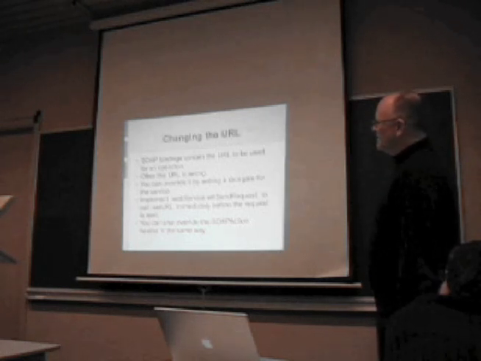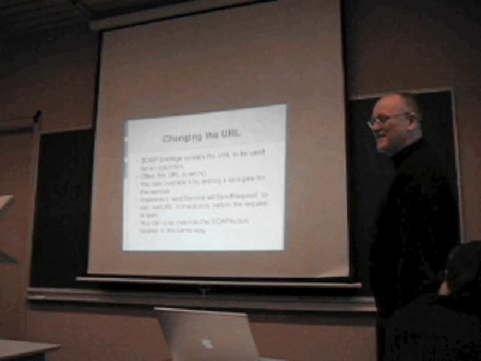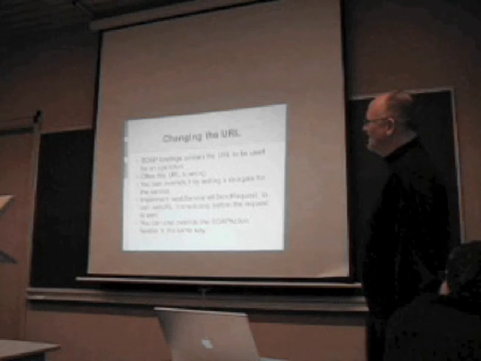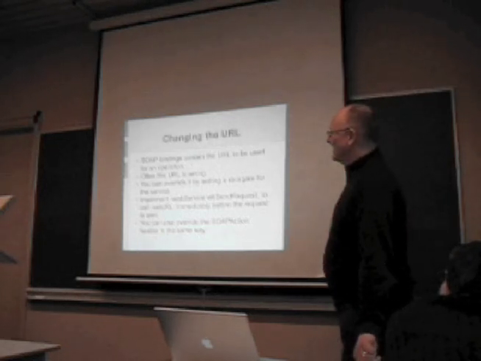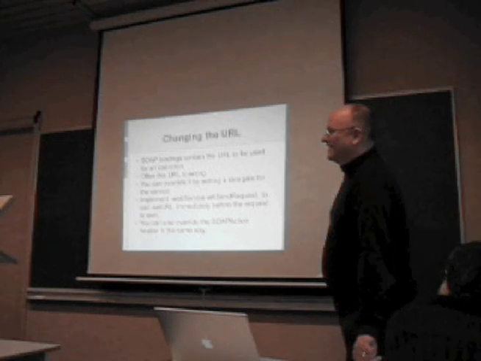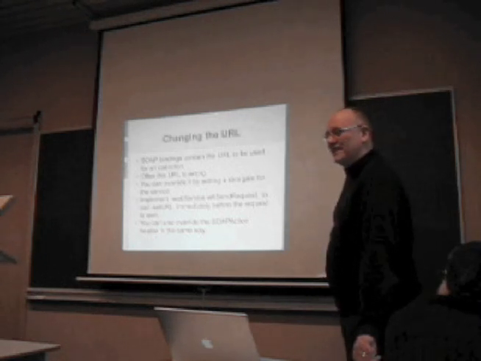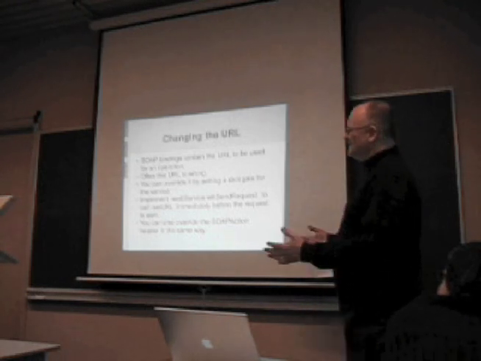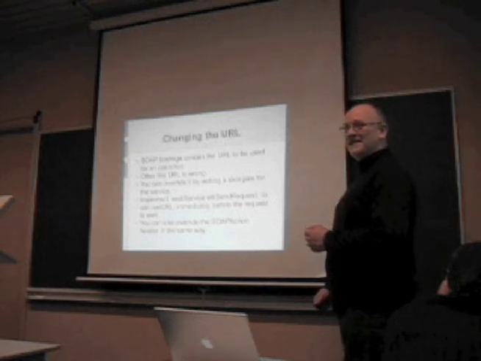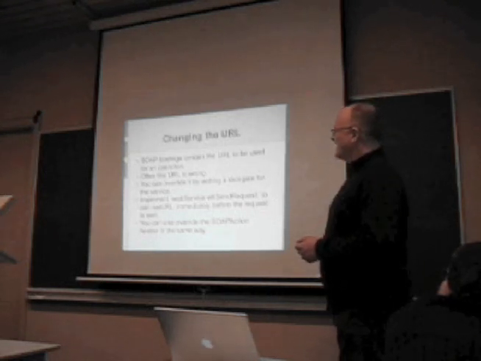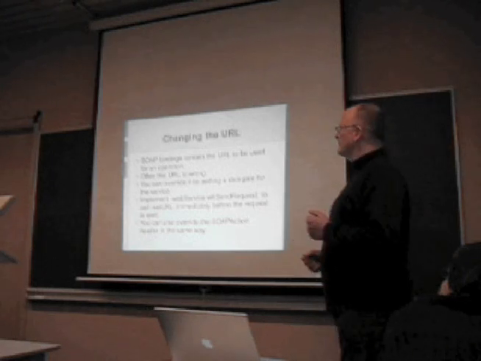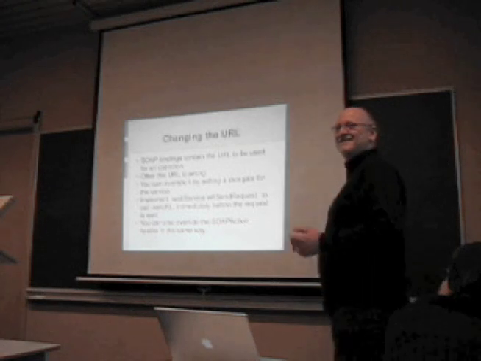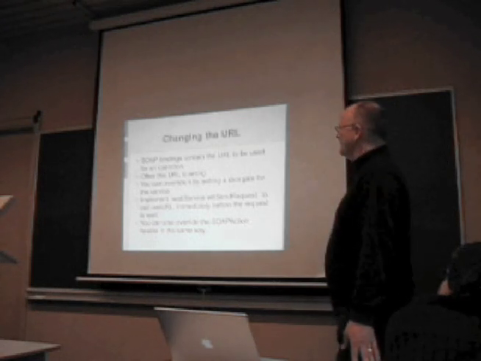The SOAP bindings contain the URL to be used for an operation. That's in the extensibility for the port, if I remember correctly. Often the URL is wrong. Almost always the URL is wrong. That tends to be, I think, because what happens is you've got a big organization, they develop this, they set the URL that they're doing their web service on, and then they expose this nice new web service to the rest of the world through a firewall that's using NAT to change the IP address, you know. So the URL is then wrong.